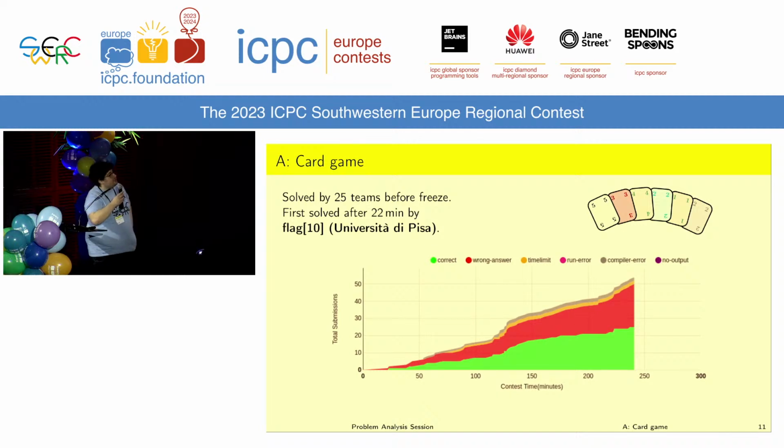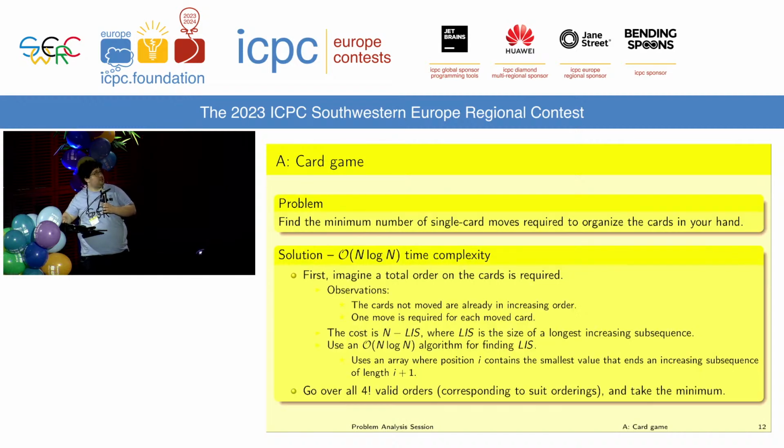Okay, so this problem is Card Game. It was also a proposal of SNOFA. It was solved after 20 minutes by Università di Pisa, so congratulations. You were given single cards. Each card has a suit and a number, and you had to sort them using the minimum required number of moves. The expected solution is in n log n.